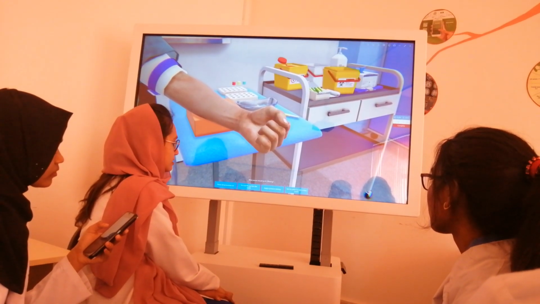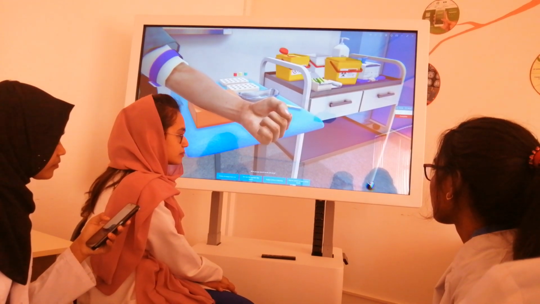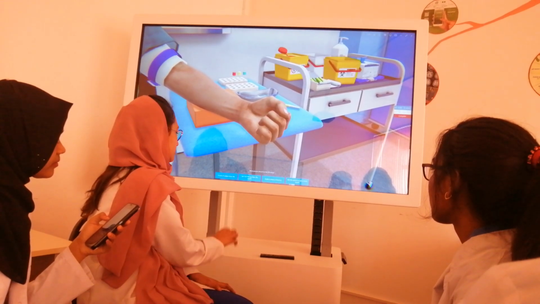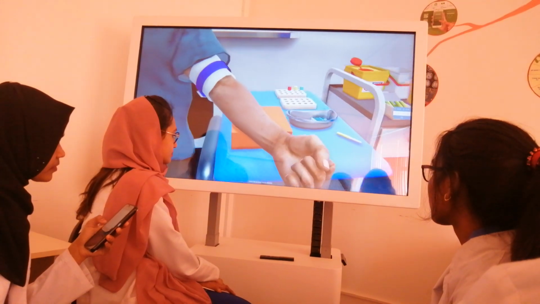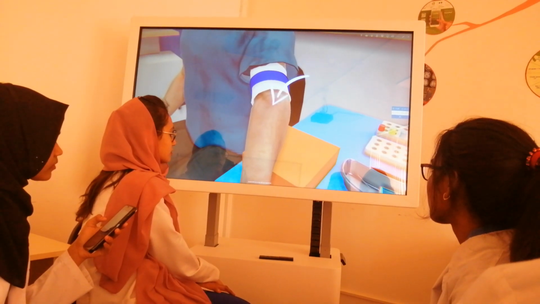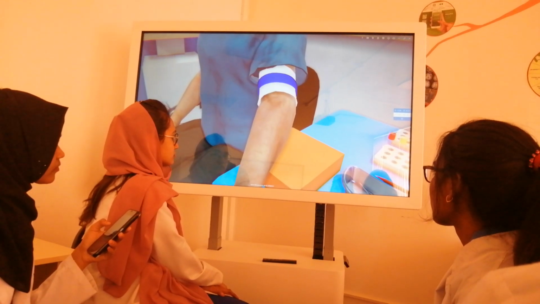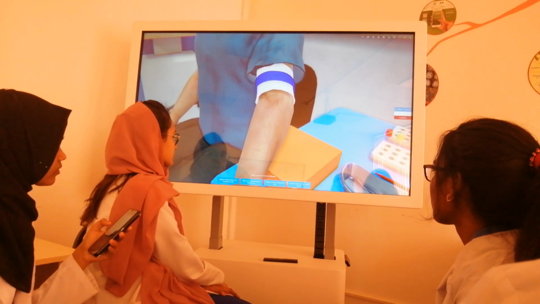Choice of venipuncture site. Remove the cap from the needle. Apply a pressure dressing. Ask the patient to take a deep breath. Choice of venipuncture site. Select the puncture site by palpation. What process should be the following?